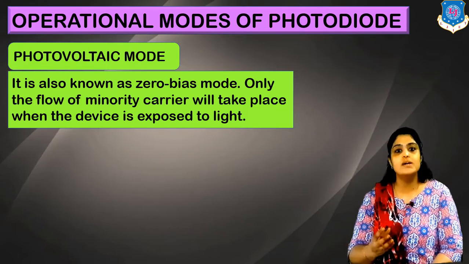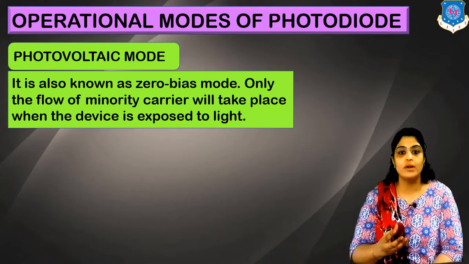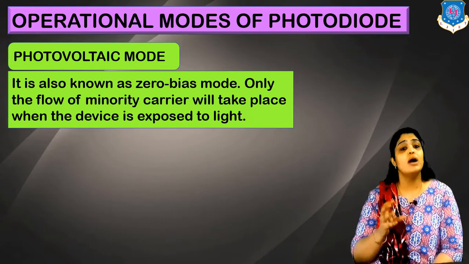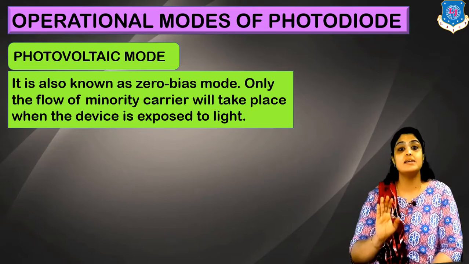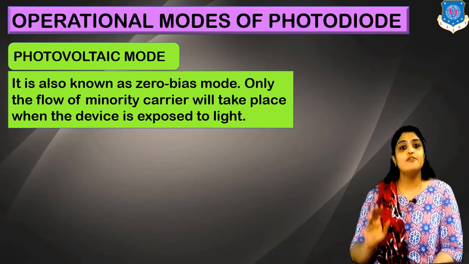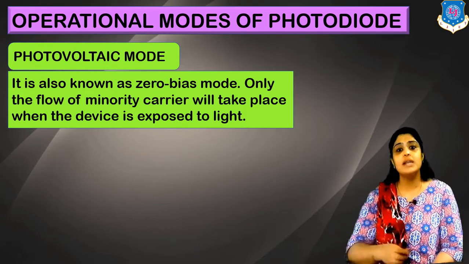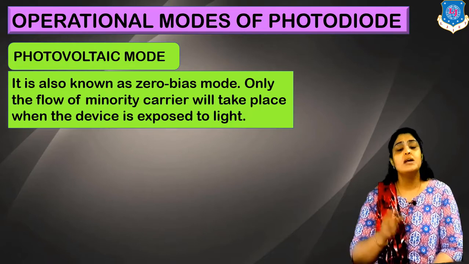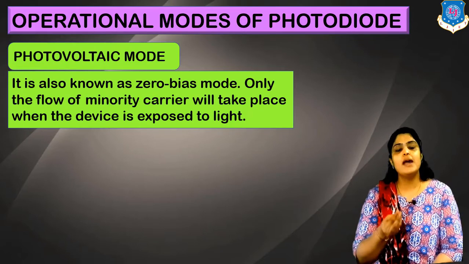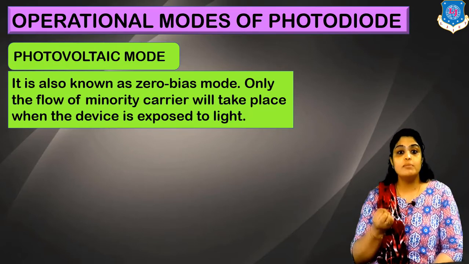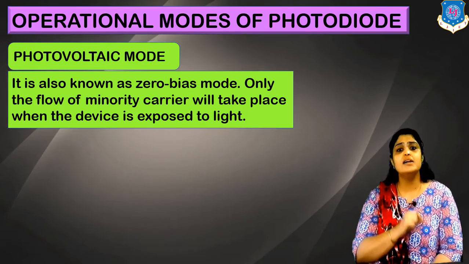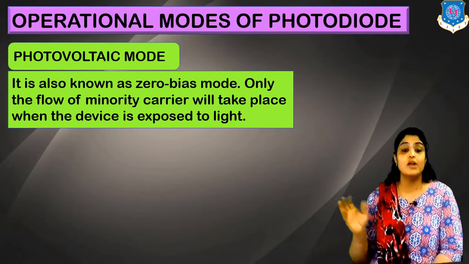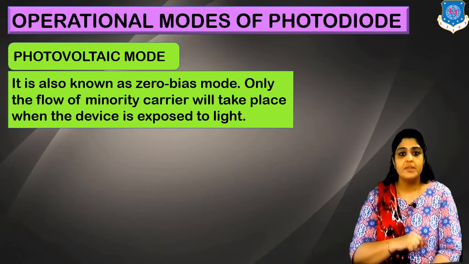Photovoltaic mode, in other words, is nothing but the zero bias mode. In this case, what will happen? You are only exposing the photodiode to light. You are not giving any bias. Bias means you're not giving any external voltage. So there is no possibility of reverse or forward bias, right? We are only exposing the photodiode to light. In this case, some of the minority carriers can absorb the light and they can move towards the junction. But in this case, the current would be negligible because only the minority carriers move.